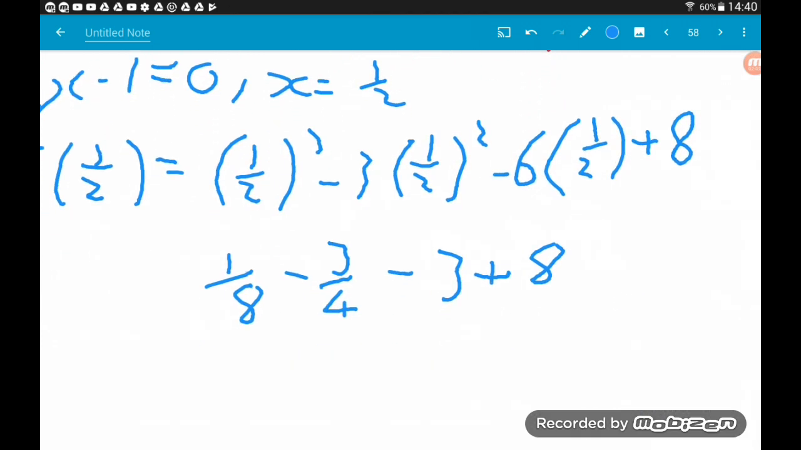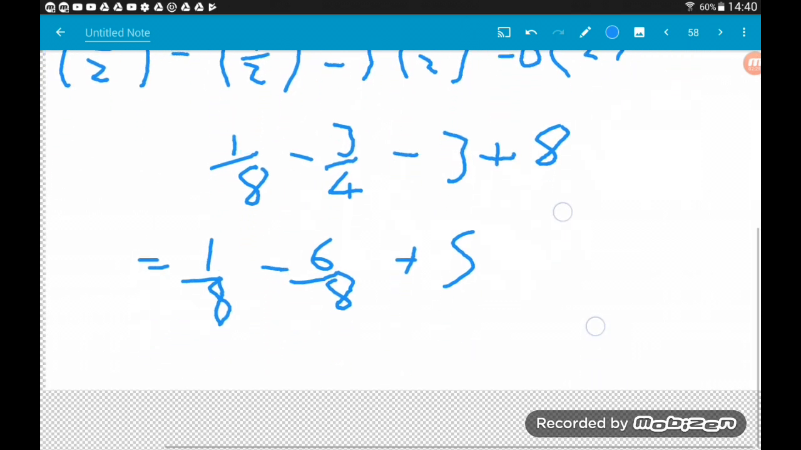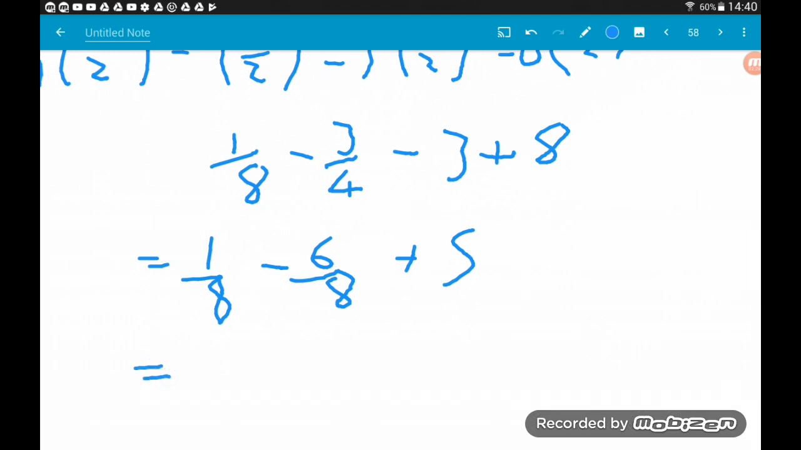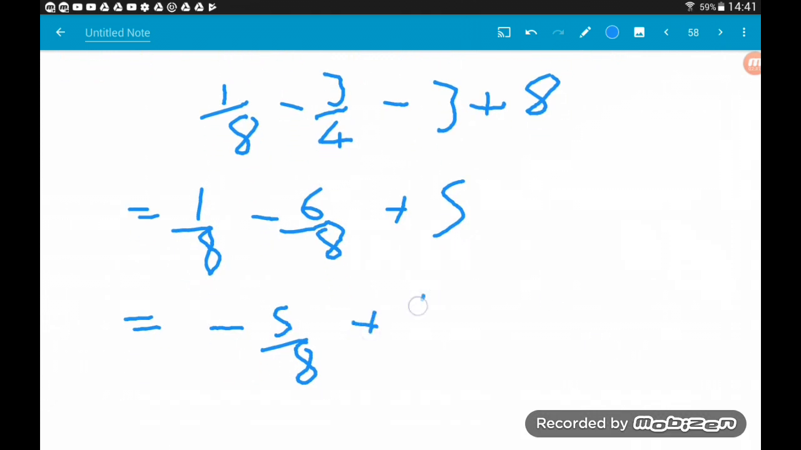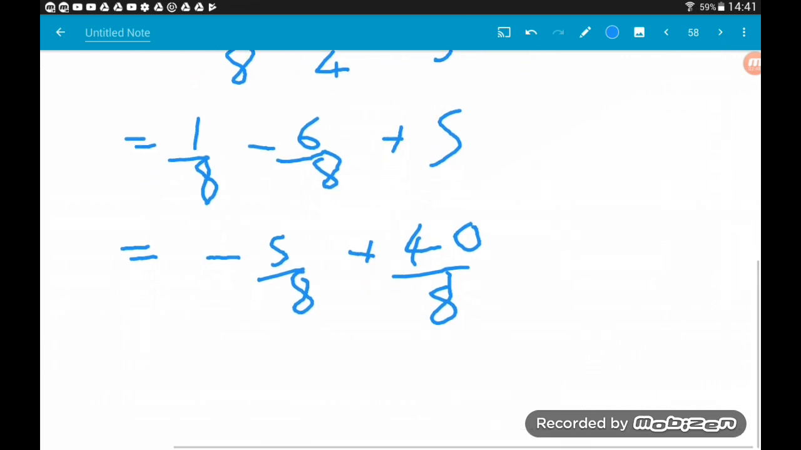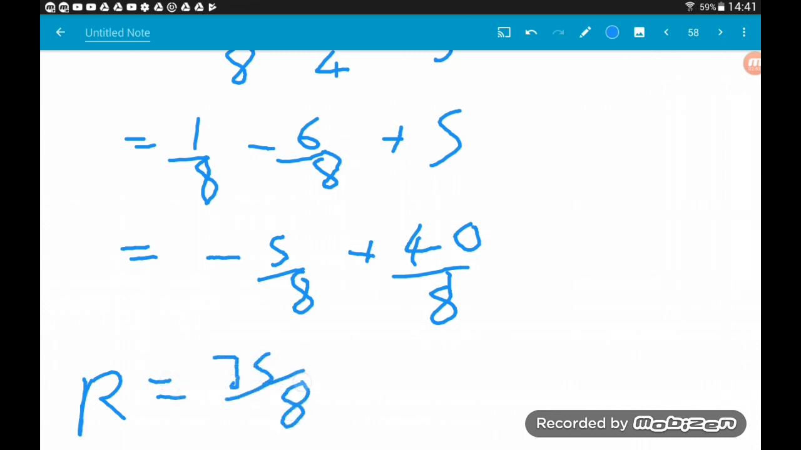So we've got 1/8. Now 3/4 as eighths is 6/8. So we got 1/8 minus 6/8. Then we got minus 3 plus 8. So that's going to leave us with plus 5 like that. 1/8 minus 6/8 is minus 5/8. Now 5 in terms of eighths is 40/8. So then finally minus 5/8 and 40/8 gives us the remainder is 35/8.